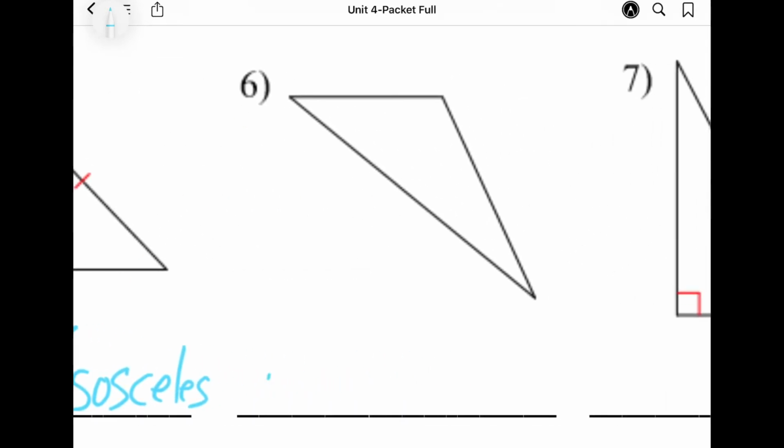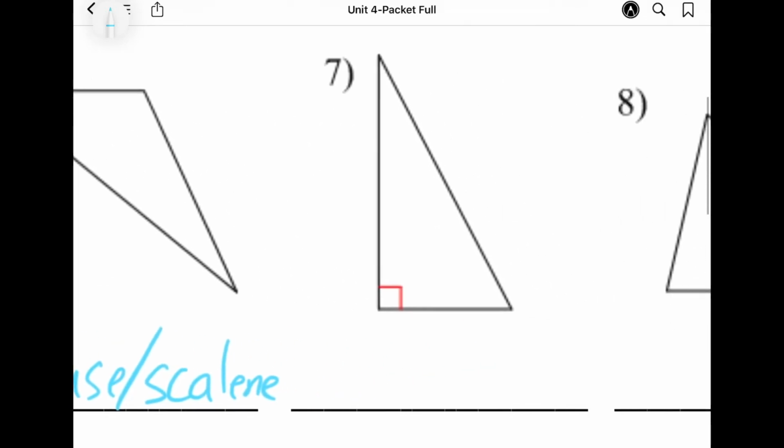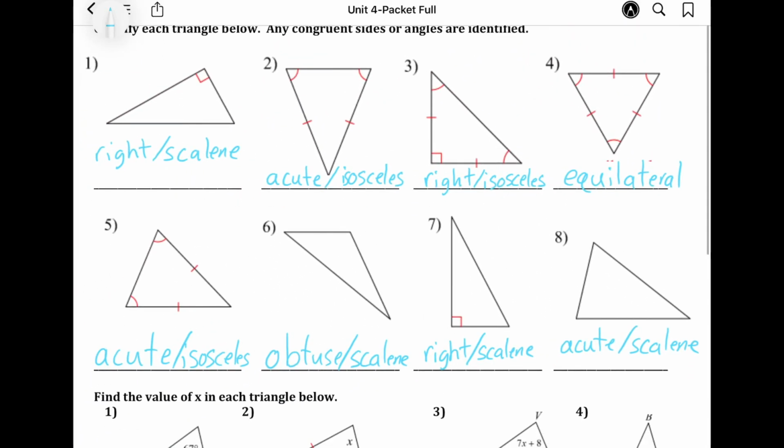Number 6, obtuse and scalene. Number 7, right and scalene. And number 8, acute and scalene. So there are your classifying triangles practice.